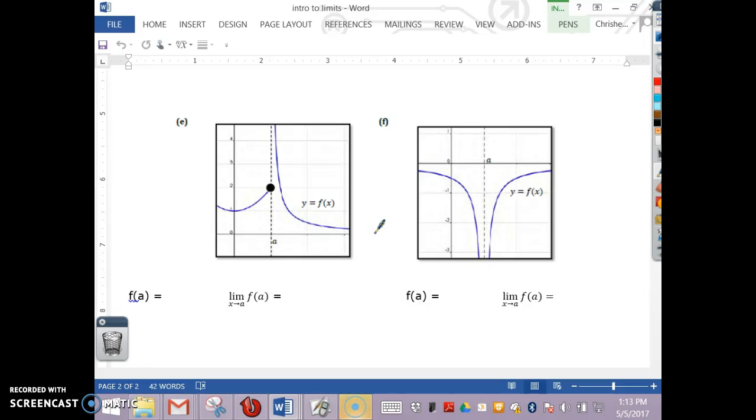Okay, continuation on limits. So this part is asking us, what is the value at a? So it's asking, what is the y value when x is a? And that would be 2, right here. But we're going to say on this one that the limit does not exist because the left side is coming up to 2, it's approaching 2, but the right side is coming up and going up to infinity. 2 and infinity are not the same thing.